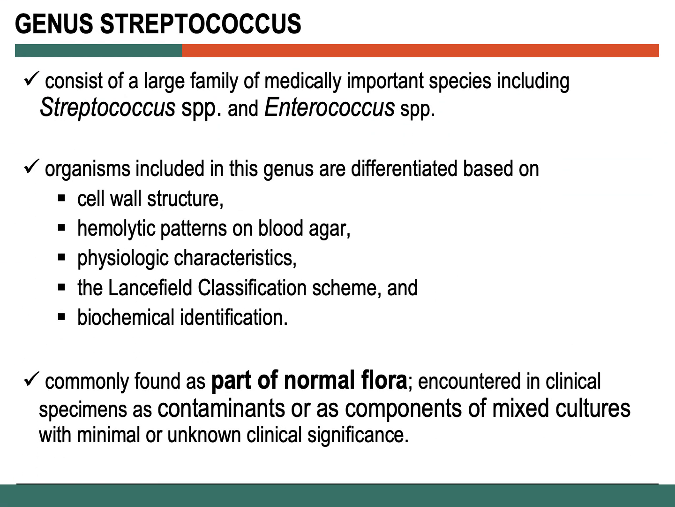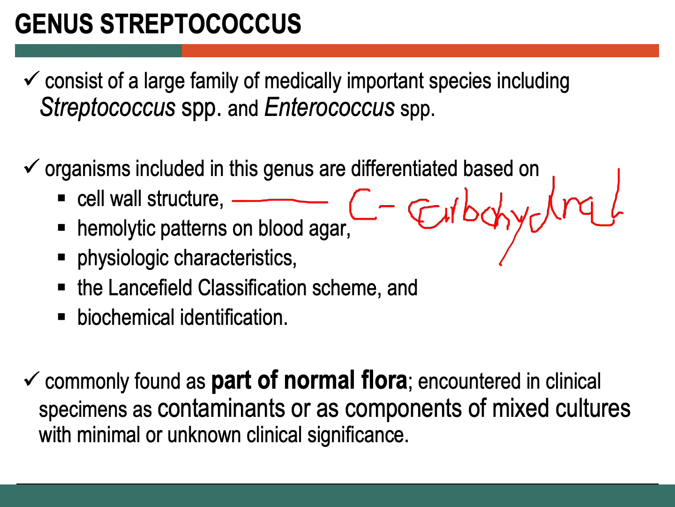So your Streptococcus, class, consists of a large family of medically important species, including your Streptococcus species and your Enterococcus species. The organisms included in this genus are further differentiated based on the cell wall, by the presence of C carbohydrate. By detecting the C carbohydrate, we call this Lancefield grouping. So here we detect the C part of the carbohydrate, the C carbohydrate, which is found on the cell wall. We call this Lancefield grouping as well.